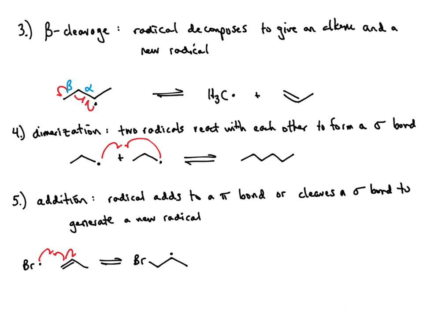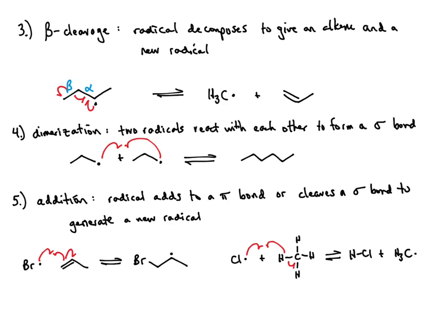In the second case, where you take a radical and it cleaves a sigma bond to generate a new radical, we can say, let's take a chloride radical, and we're going to add it to, let's say, methane to generate a new molecule of HCl plus methyl radical.